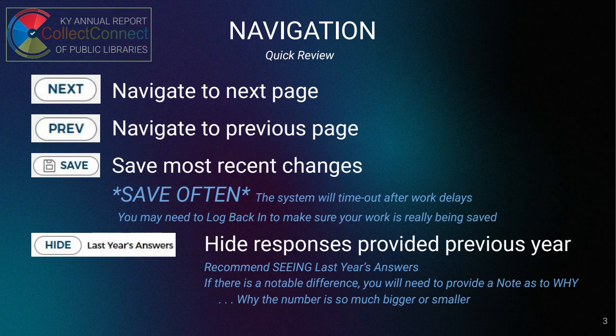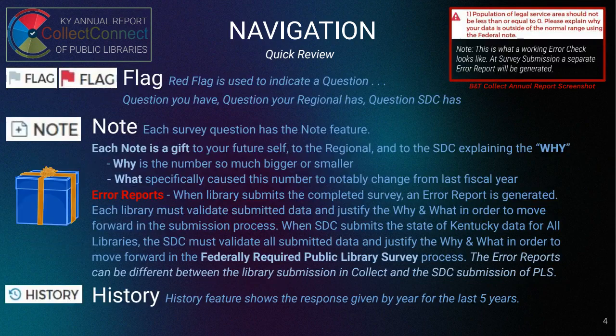Also, where it says hide last year's answers, I would recommend seeing last year's answers. This gives you a temperature check to see if you need to add a note or some kind of explanation, or even double check your data. The flags under each item, there's a little flag option. Let me see if I have my little pointer here. There we go. The flag option, you can flag it yourself if you have a question, or if the regional has a question to indicate, hey, I got to pick up here. So that flag is for you to use.